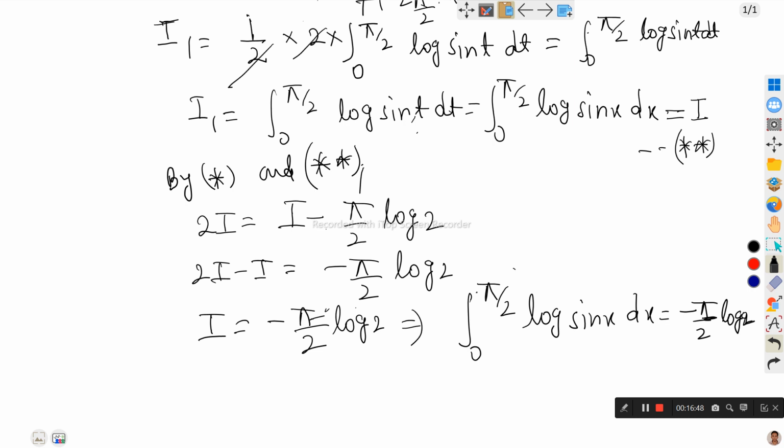This is an important integration, and we have used the properties of definite integration to solve this problem. So keep revising it frequently, and this problem is very important for the exams.